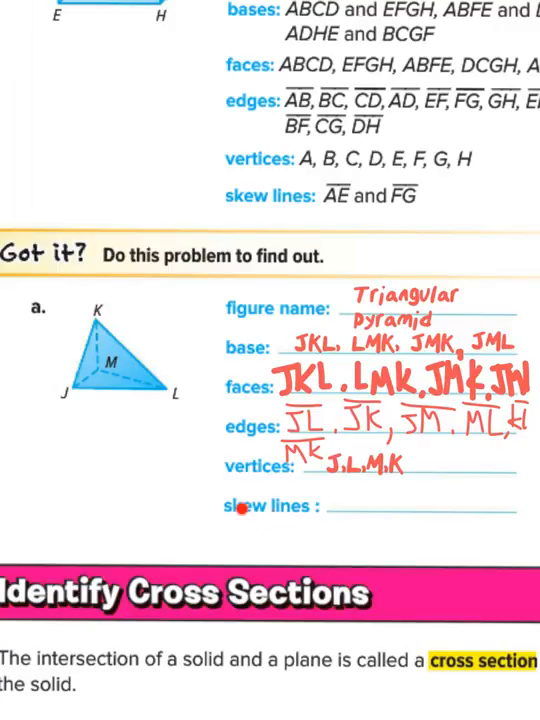And then finally skew lines, two lines that do not share a plane. So here I have KJ. I could put that. Line KJ, right here, and line ML do not share a plane, and they do not share a vertex. So line ML. There you have it.